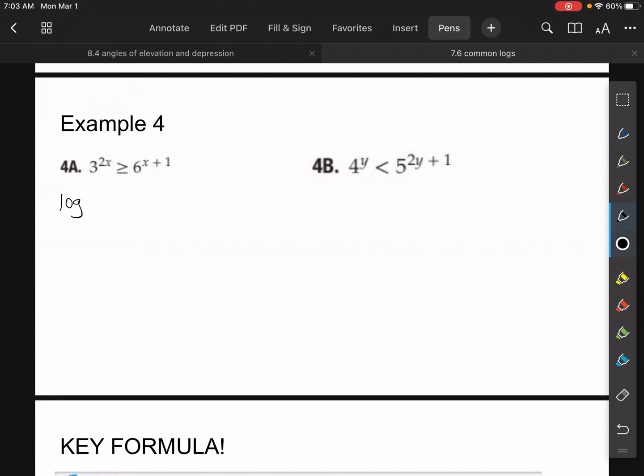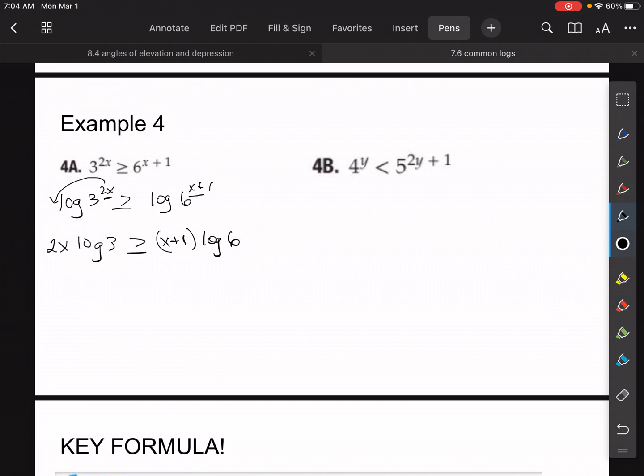So we have the log of 3 to the 2x is greater than or equal to log of 6 to the x plus 1. Okay, whenever you have this power in here, we've got to move it to the front and multiply it out, right? So this is 2x, so I move it out front. 2x log 3 is greater than or equal to (x plus 1), which I'd use parentheses for, log 6.